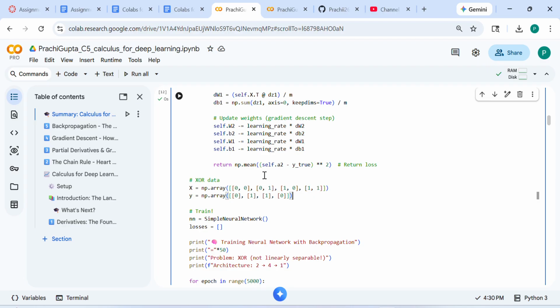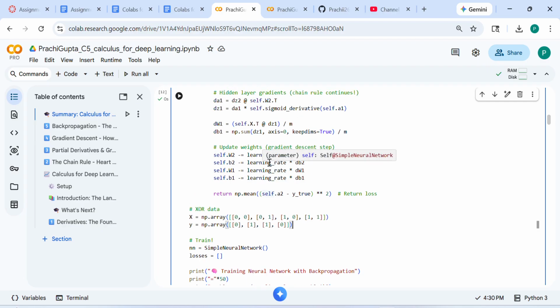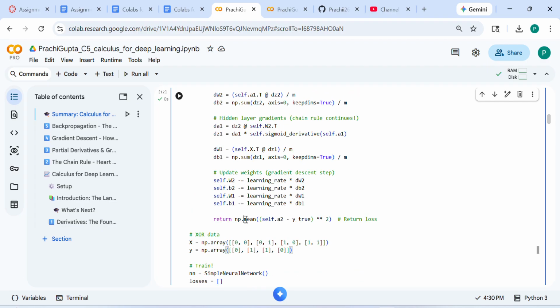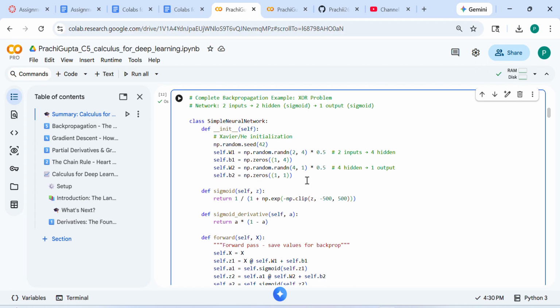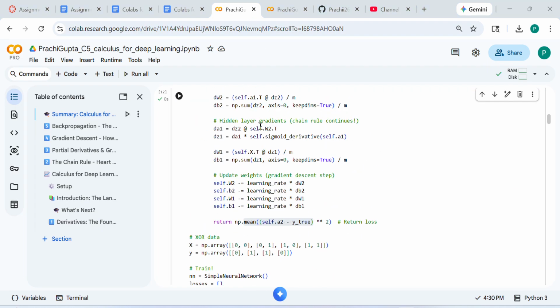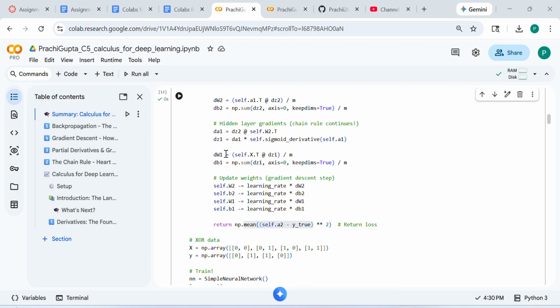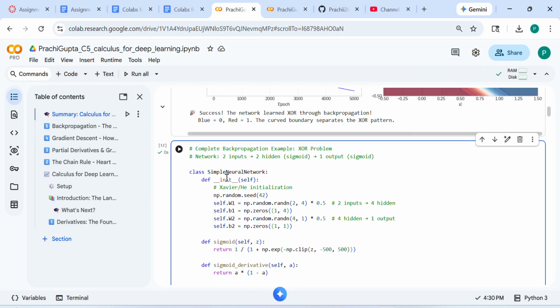And then we are training the loop. Basically we have a training loop. We will again call the forward pass, then we will do a backward pass and then we will return the loss. So this is a single neural flow that will happen.